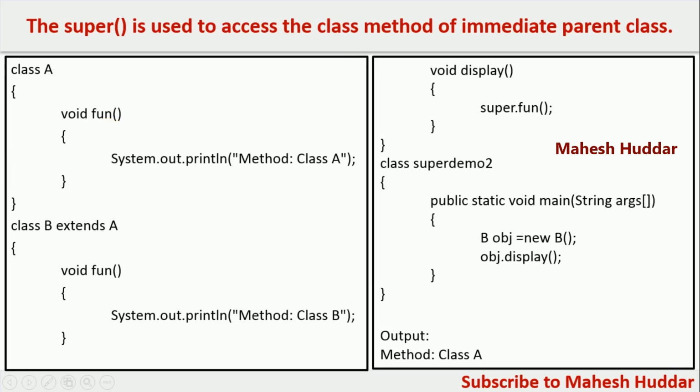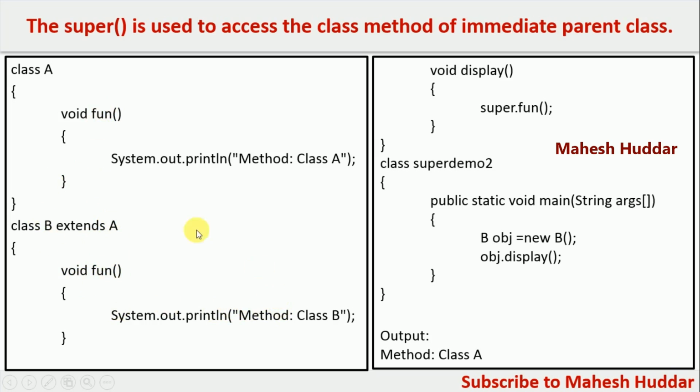Coming back to the second one, the super keyword is used to access the class methods of immediate parent class. For example, in this case again we have created two classes, class A and class B. Class A has a method called fun, and we are trying to extend A into B, and within this particular B I have written fun, the same function with some different body here.